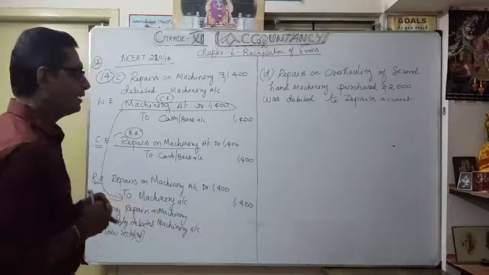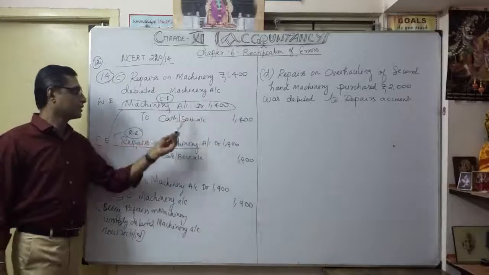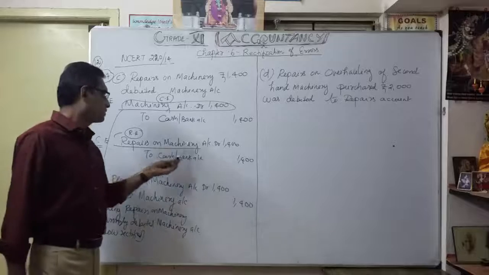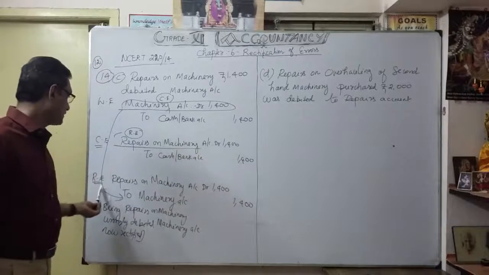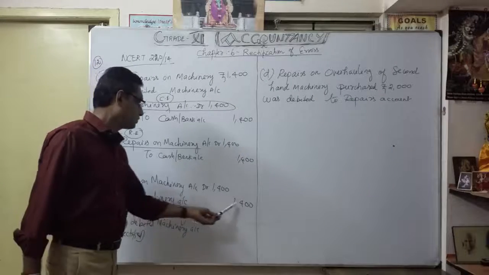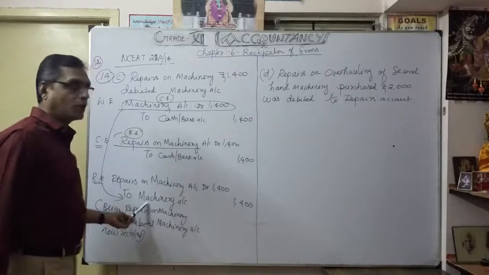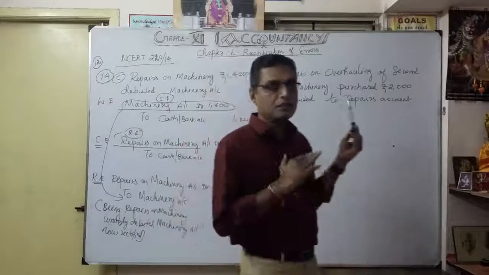That's the importance of this error. This type of error comes under error of principle. Understood? So the wrong entry: machinery account debit to cash at bank account 1400. Correct entry: repairs on machinery account debit to cash at bank account 1400. So what is the rectification entry? Repairs on machinery account 1400 to machinery account 1400, because earlier wrongly debited, now rectified by giving credit. Okay. Now move to the fourth one. This is also the same.